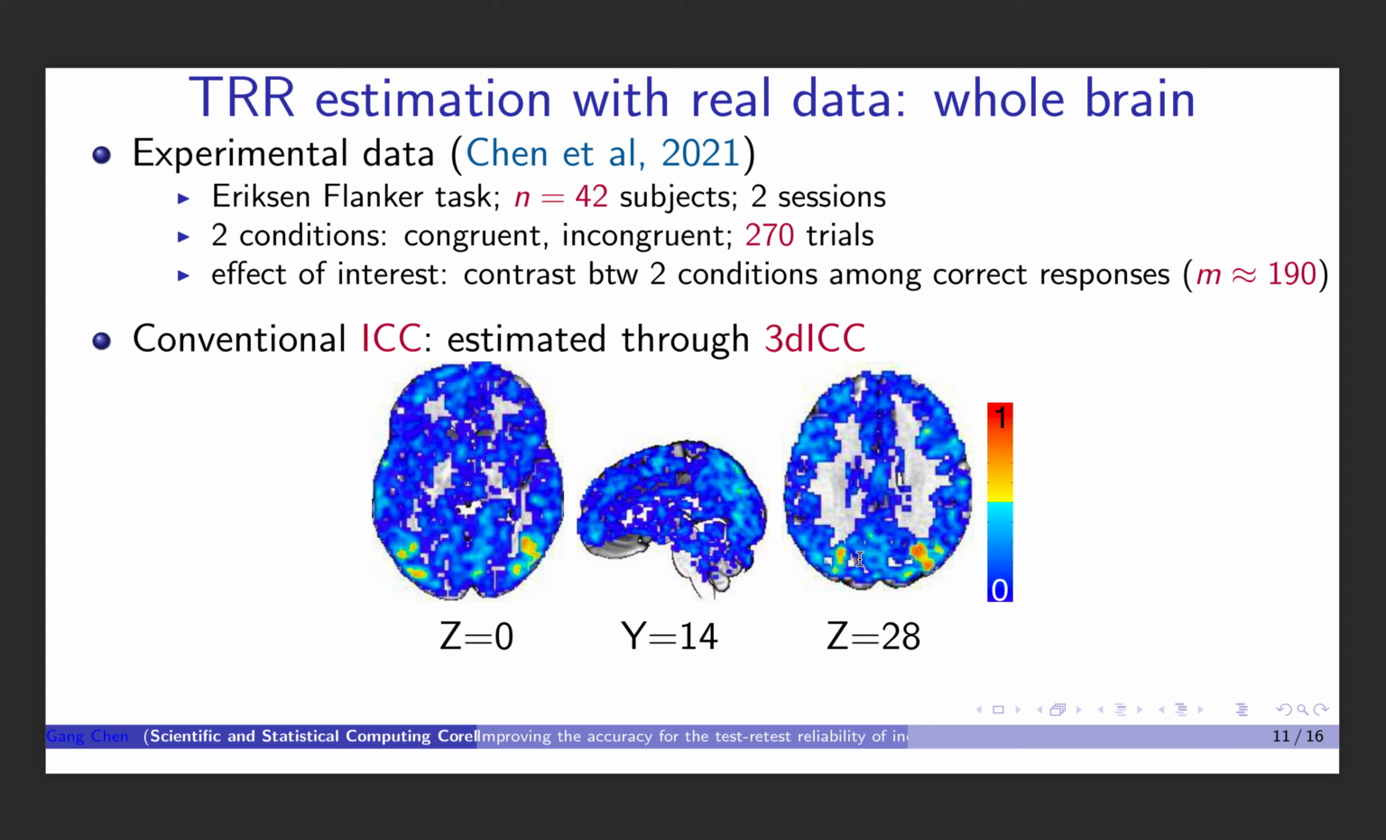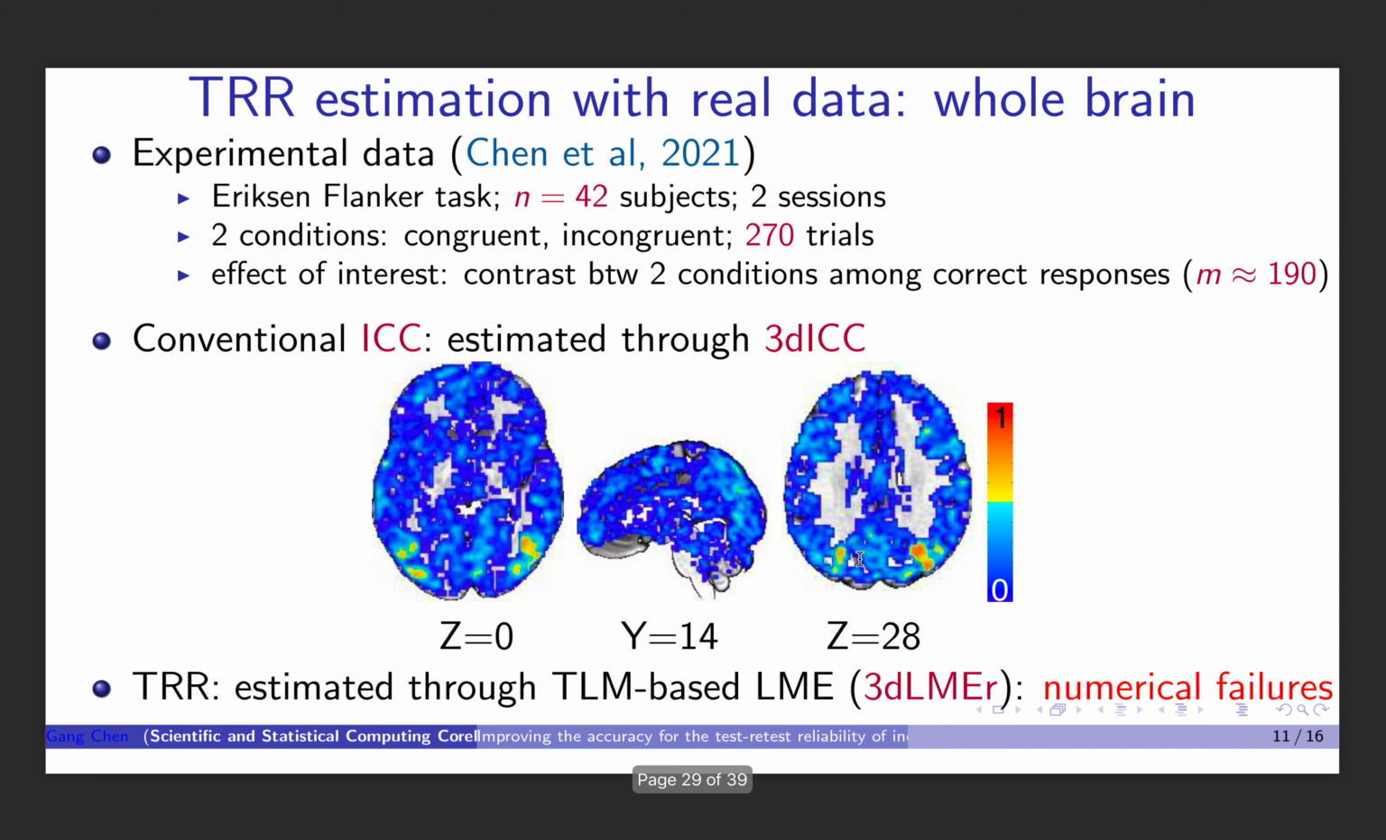Here I show 3 slices in the brain. The color bar is split at 0.5. Below 0.5 is the cold color, bluish. Above the 0.5 ICC value is the warm color from yellow to red. As you can see, most of the brain regions are pretty much unreliable based on the traditional ICC. Only a few regions are slightly above 0.5. So the conclusion is that most brain regions are not really reliable based on the traditional ICC.